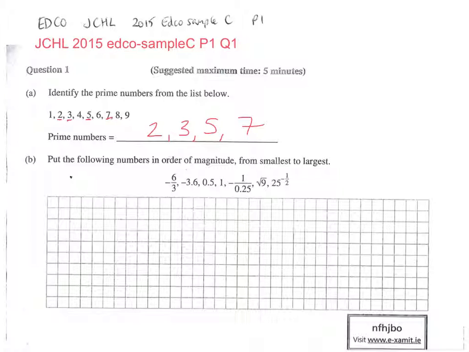Now the key thing to be aware of is 1 is not a prime number. You cannot list 1. You will get marked down if you put 1 in there as well. It's not part of the definition of a prime number.